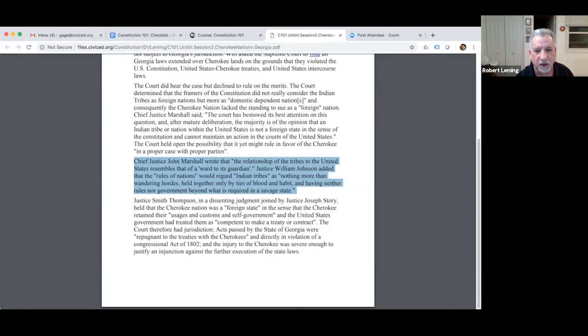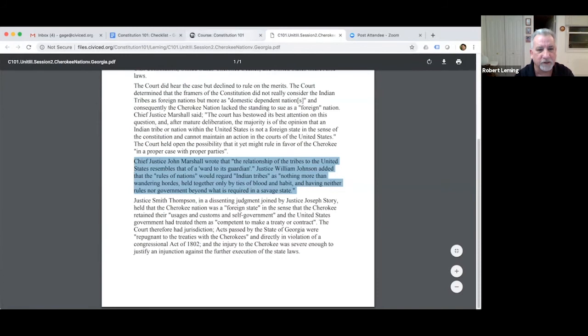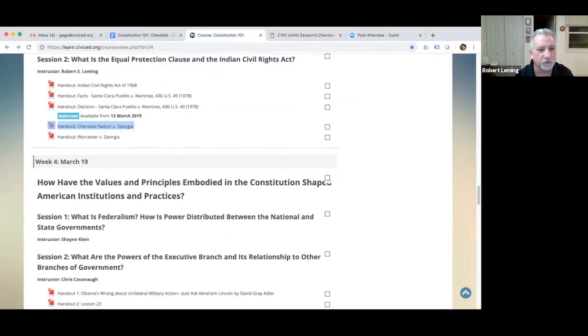But the important thing is that Marshall is suggesting they are a domestic dependent nation, dependent upon who? The U.S. government. All right. They're wards of the court. It sounds to me like they're children. They're less than 18 years old, and we have to take care of them in some way. That's the attitude that comes out of this particular case. Now, jump to the next one. 1832. Worcester versus Georgia.